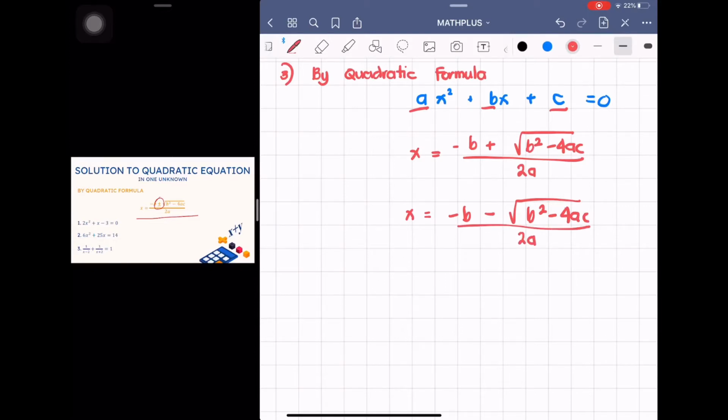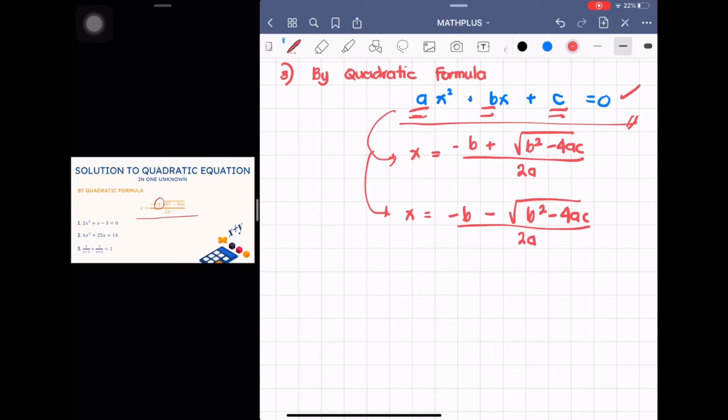minus the square root of b squared minus 4ac all over 2a, so it's plus or minus. What you have to do is write first the equation in its general form. Make sure it's equated to 0 on the right side of the equation. And then pick out a, b, and c as in the general equation, and then substitute them into your quadratic formula.